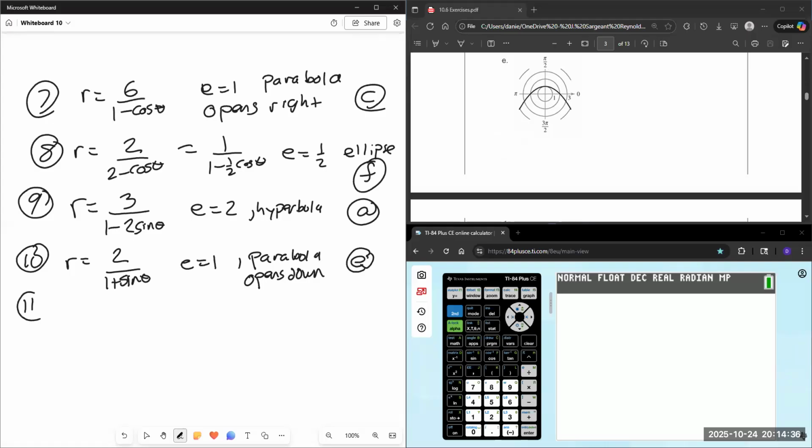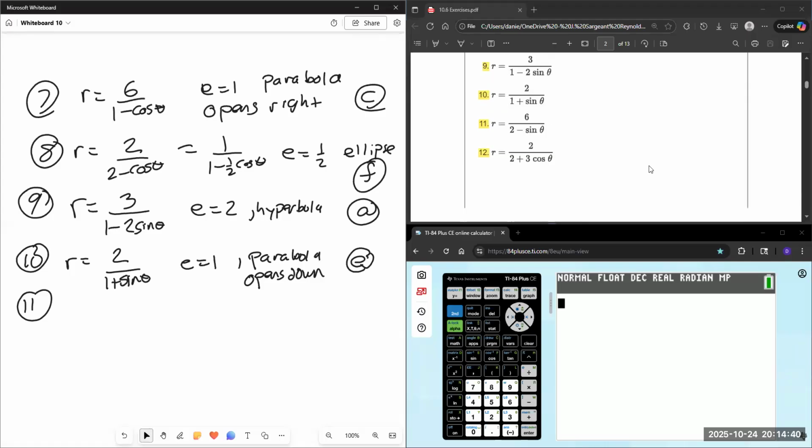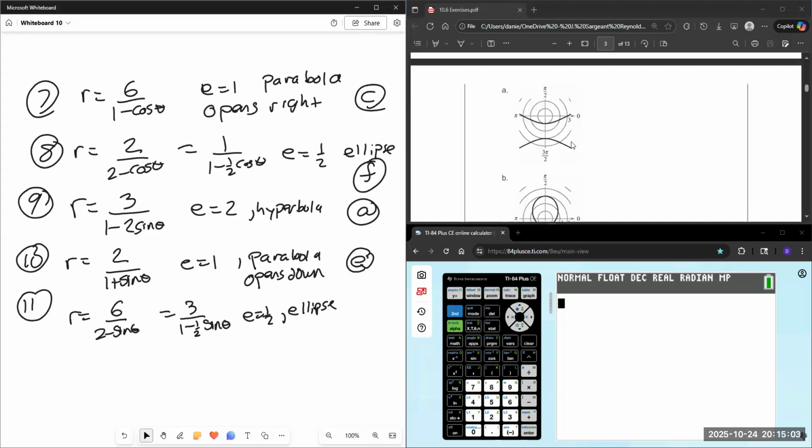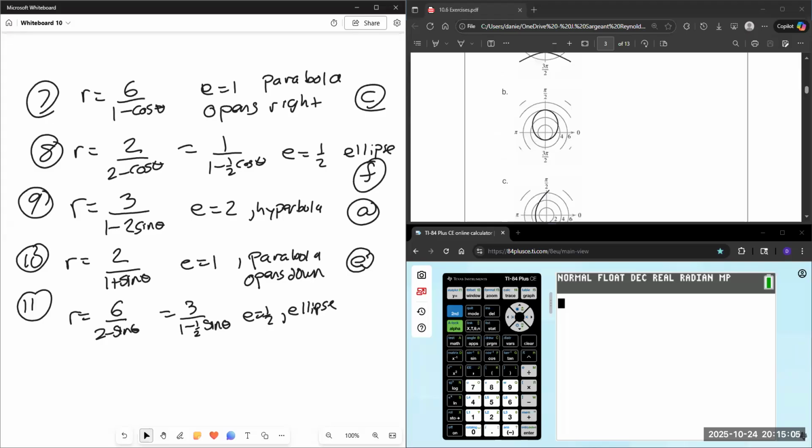And then 11. We have r is equal to 6 over 2 minus sine theta. That's 3 over 1 minus 1/2 sine theta. Our e is equal to 1/2. So this is an ellipse, and this ellipse has a major axis along the y-axis. So let's look for an ellipse, major axis along the y-axis, that's B.